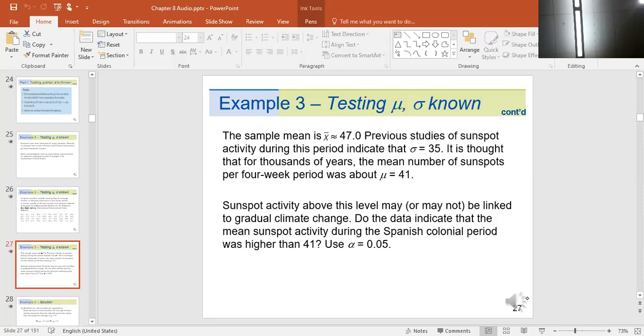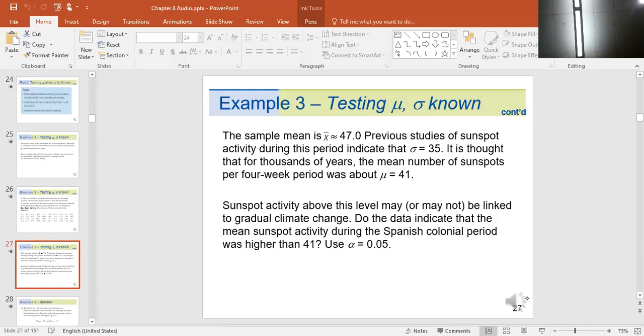You are going to be doing that for your exam. You are going to identify the claim. Generally, look at the question and you will find the claim. I'm not going to write it literally, but for the exam, I will be asking you to write it in. I would have written: mean sunspot activity during the Spanish colonial period was higher than 41. For your exam, you just copy and paste. So we are going to say mu is greater than 41.